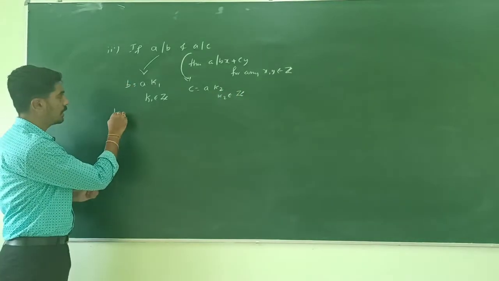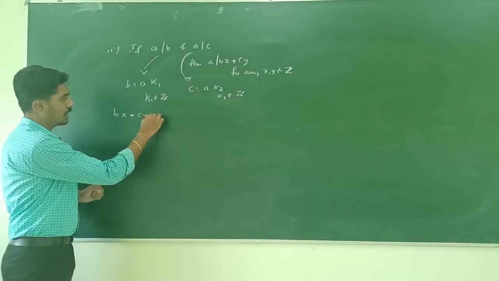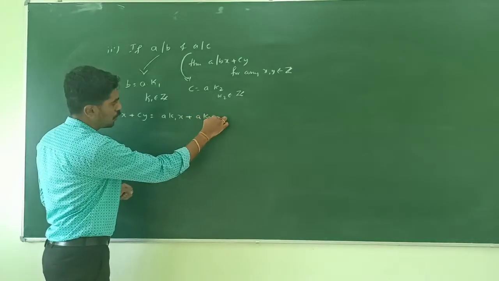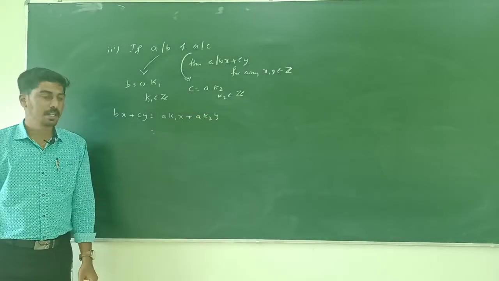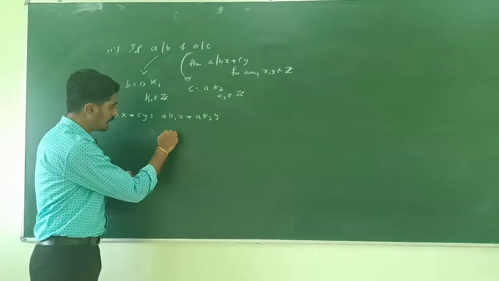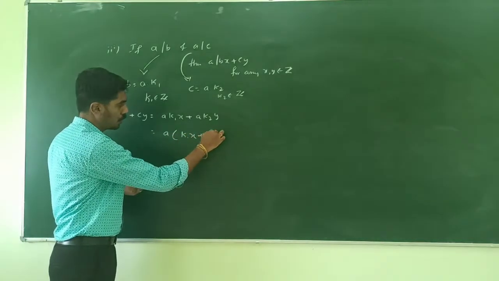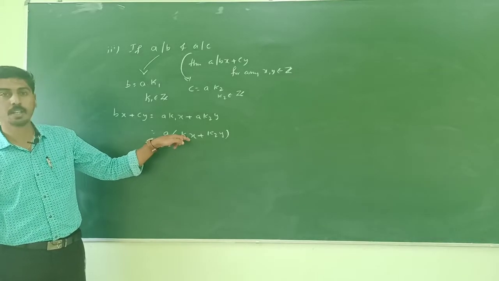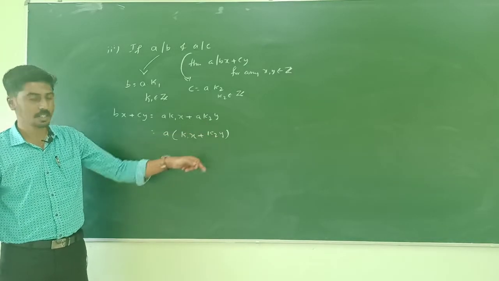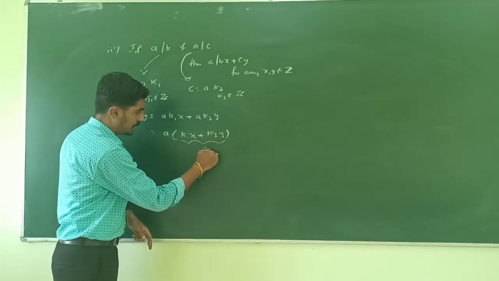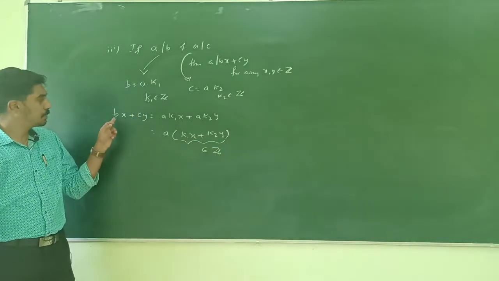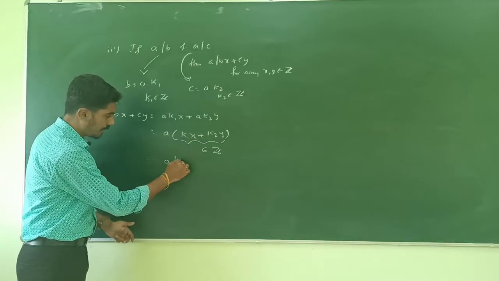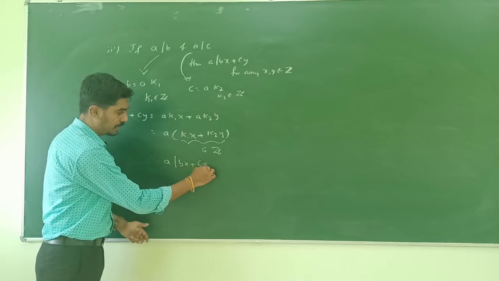Now we consider bx plus cy. This is equal to a k1 x plus a k2 y. Take a as common, we get a into k1 x plus k2 y. Here k1 is an integer, x is an integer, k2 is an integer, y is an integer. This sum is an integer. So bx plus cy is a multiple of a. Therefore, a divides bx plus cy.